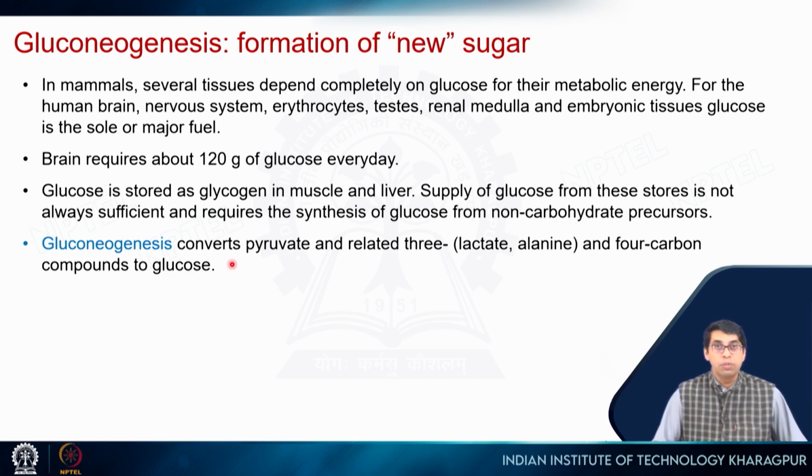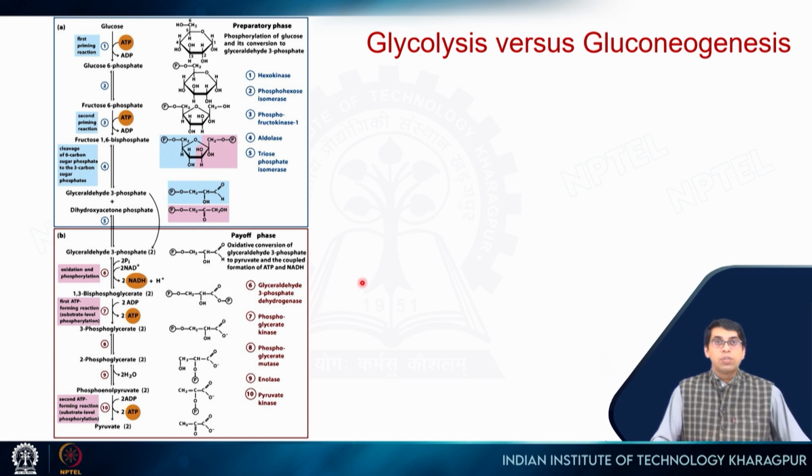So what we are going to do is we are going to see this simpler process where pyruvate is converted to glucose, right? So if we look at it like that, then we are going to synthesize glucose from pyruvic acid. So this is glycolysis in one slide, right? So you have all the 10 reactions listed here.